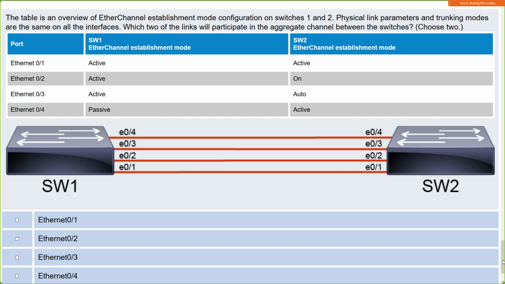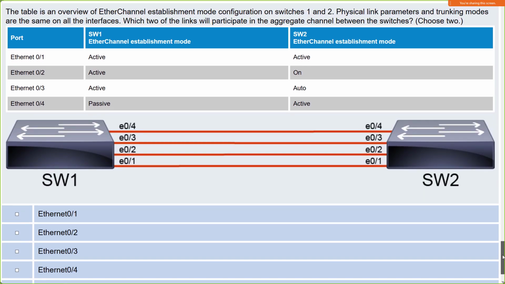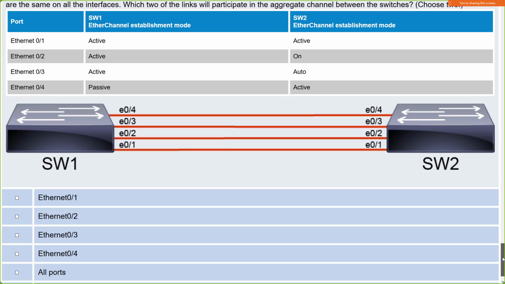Active-auto would not work because those are two different modes of EtherChannel, or two different protocols, and port 4 would work because it's passive and active. Makes sense, right? So in this case, Ethernet 0/1 and Ethernet 0/3, 0/4 would form an EtherChannel.